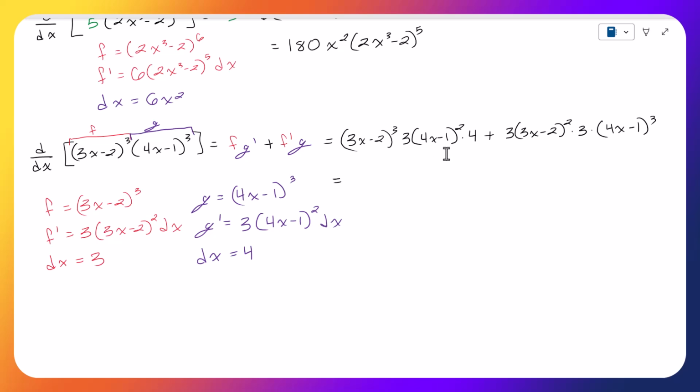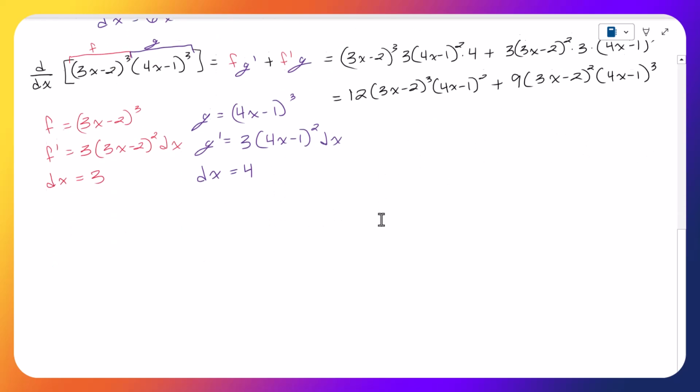Now we're just going to make it look pretty. We have a coefficient of 3 and 4. That's going to be 12. So we have 12, 3x minus 2 cubed, 4x minus 1 squared, plus, looking here, I have a 3 and a 3. That's 9. 3 times 3 is 9. 3x minus 2 squared, 4x minus 1 cubed. We could keep simplifying further, but it looks hard, so I'm not going to.